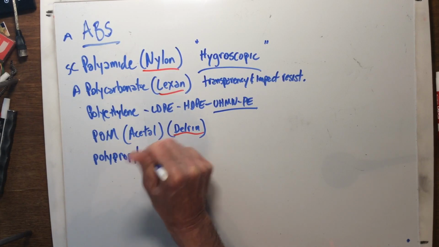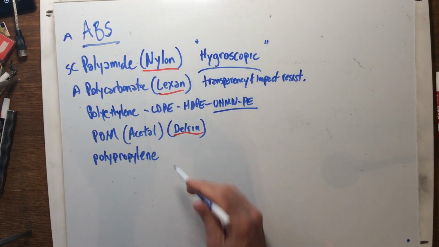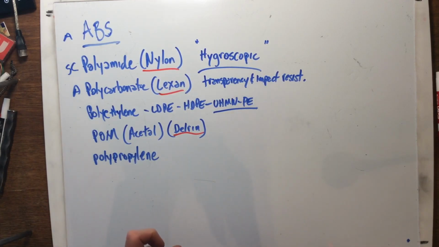Okay, polypropylene is another really good one. That's what I consider to be a good engineering grade resin. It has the lowest specific gravity of all the polymers at 0.9. It has good impact resistance, but it is the lightest weight of all the thermoplastics, and so it obviously floats very well.